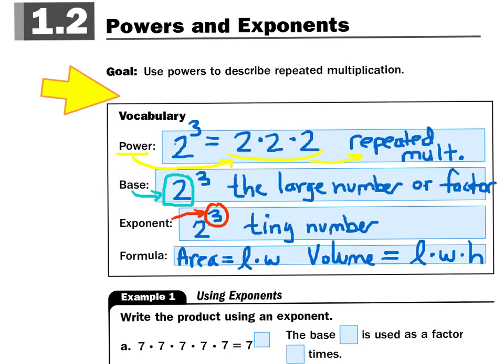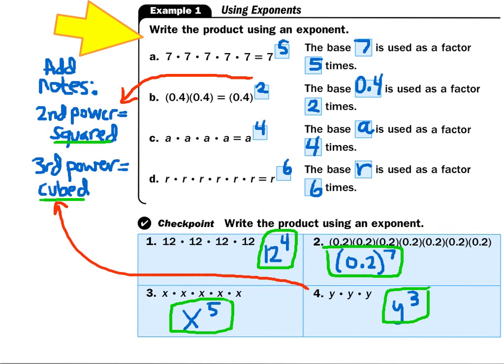The base, remember, is that really big number. Okay, it's also the factor. The exponent is a small number. It tells us how many times to write the factor. And then we're going to review some formulas. Remember, for area, we're going to do length times width. For volume, it would just be length times width times height.